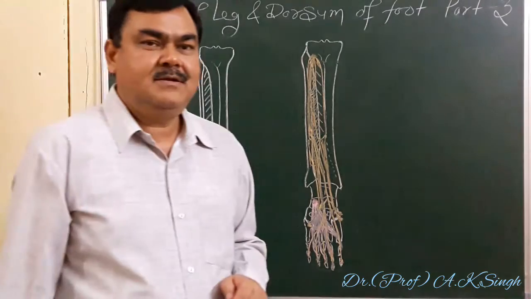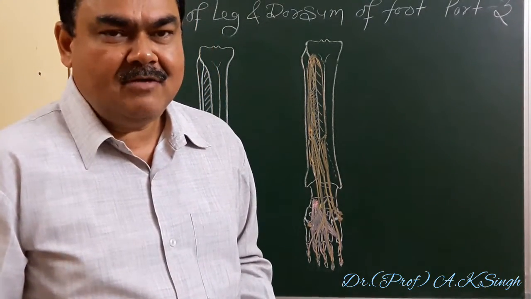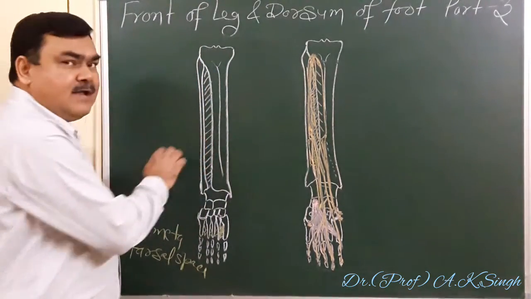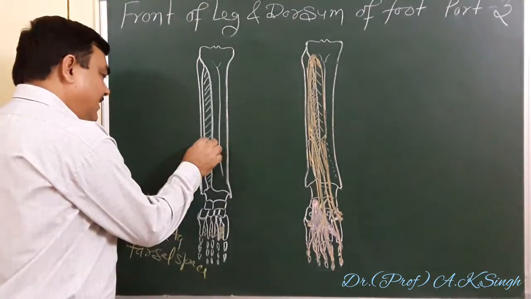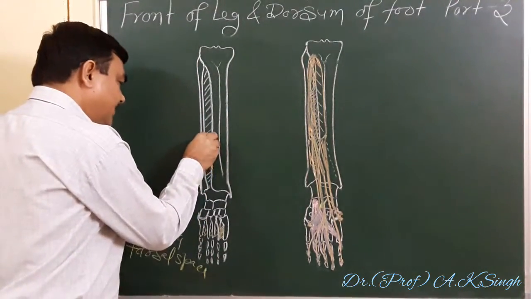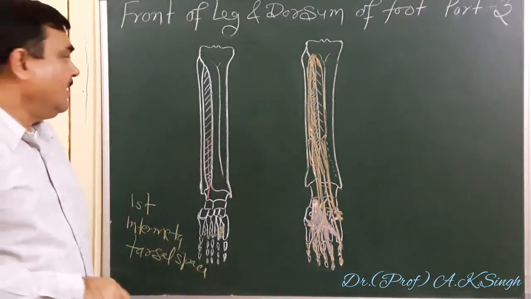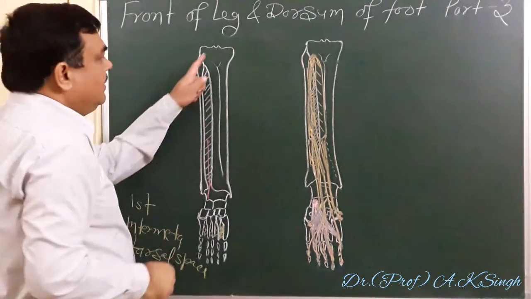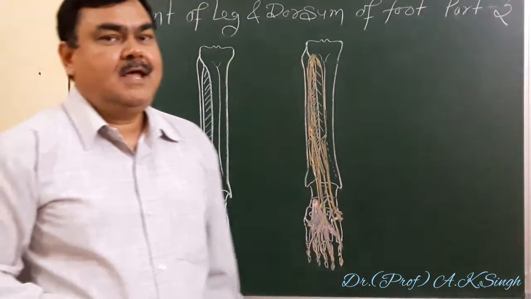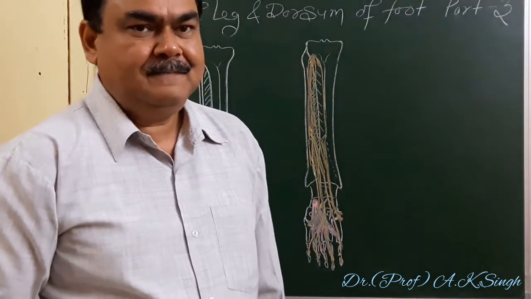Now we will start discussion about the anterior tibial artery, which is the main artery of the front of leg. In front of leg, there is an additional artery other than anterior tibial artery, that is perforating branch of peroneal artery. And anterior tibial artery is a branch of popliteal artery. It arises below the popliteus muscle.